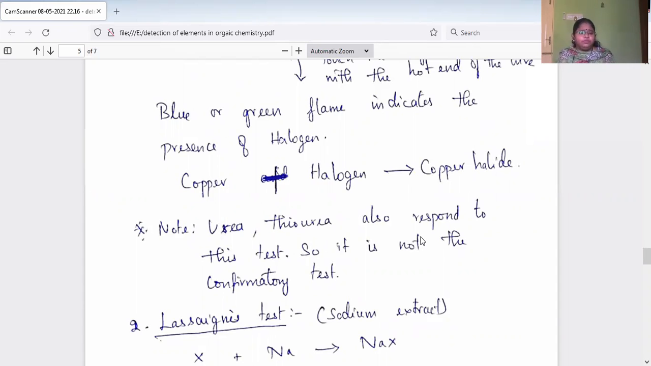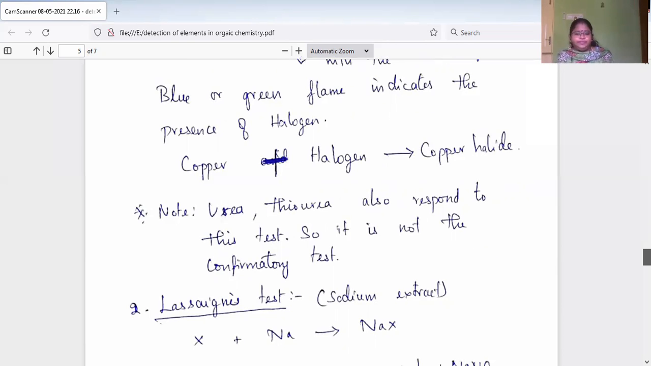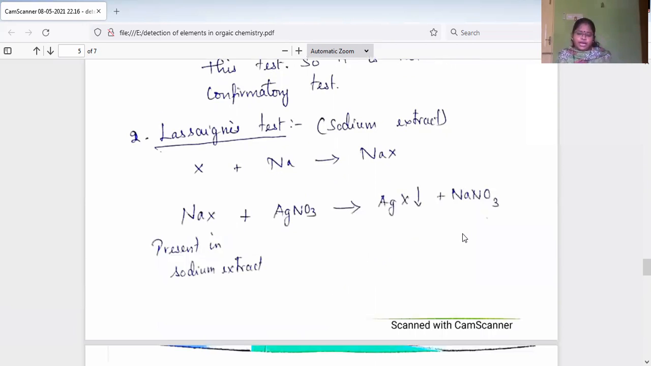Urea and thiourea are important here. Urea and thiourea also respond to this test, so it is not the confirmatory test. A halogen will lead to copper halide and you get this flame, but urea and thiourea also give the same result. So we can't confirm by seeing the flame that it has a halogen in it. Then what do we have to do? Lassaigne's test, to confirm it has halogen.